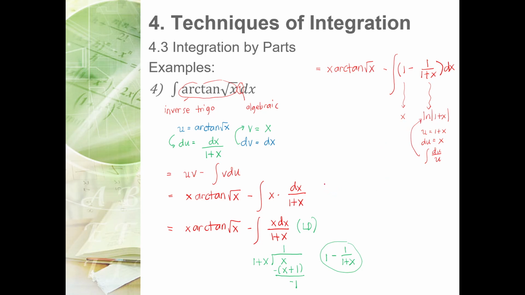Alright, so the final answer is now x arctangent square root of x, and then minus x variable. So notice that it's minus. Be careful with the next term. It's minus minus, so you have the third term as plus ln of 1 plus x, and then plus c. So don't forget the plus c.